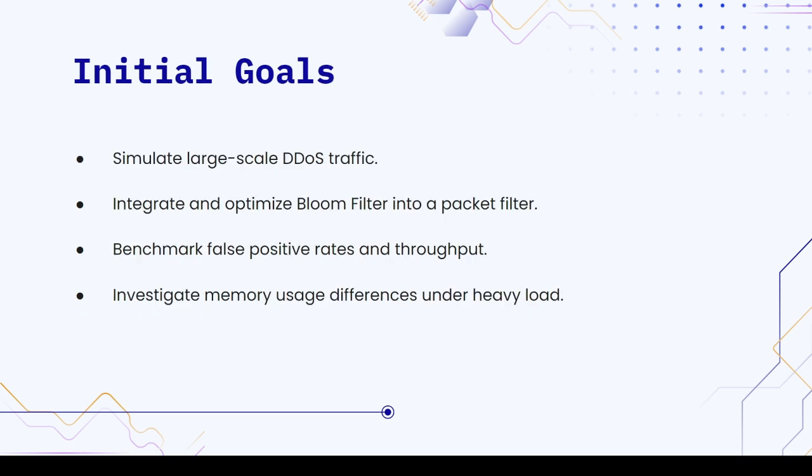So, initial goals. When I started the project, I had a few goals that changed throughout the course of my work. First, I needed to simulate high volume DDoS traffic that would push the filtering system to its limits and really test the performance of the Bloom filter versus the hash set. To do this, I first implemented my own version of the Bloom filter from scratch, and I also just used the built-in STD library from Rust for the hash set implementation. We basically wanted to benchmark false positive rates, throughput under stress, and the memory usage over time, which is kind of the main focus, as we'll see later on. This is where Bloom filters usually perform a lot better than hash sets.